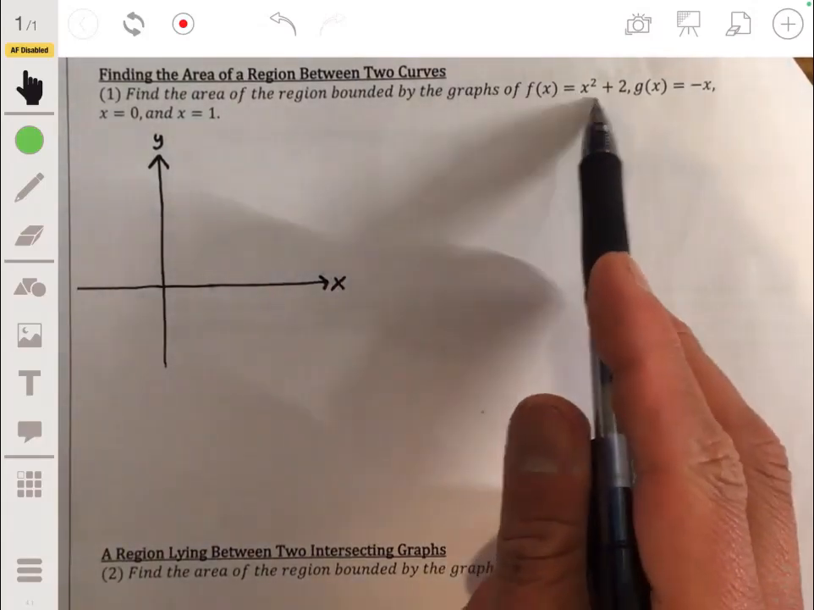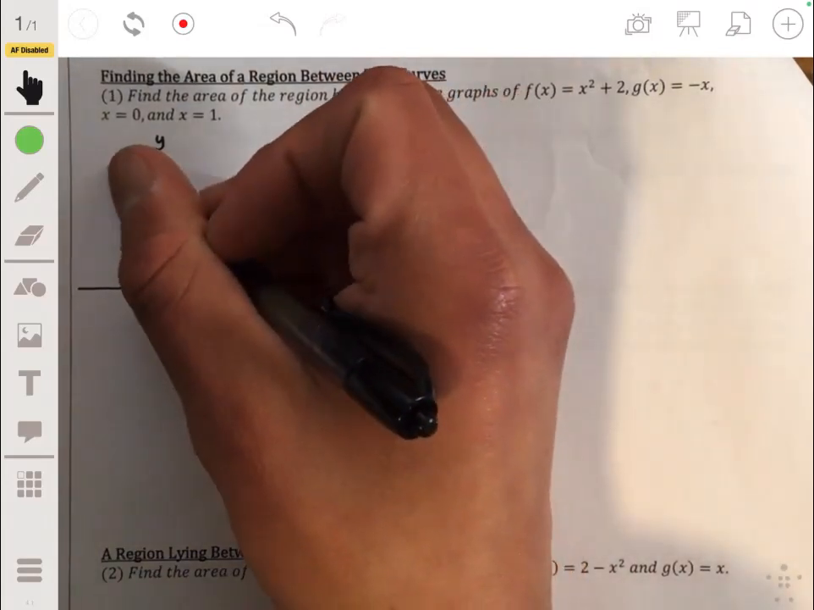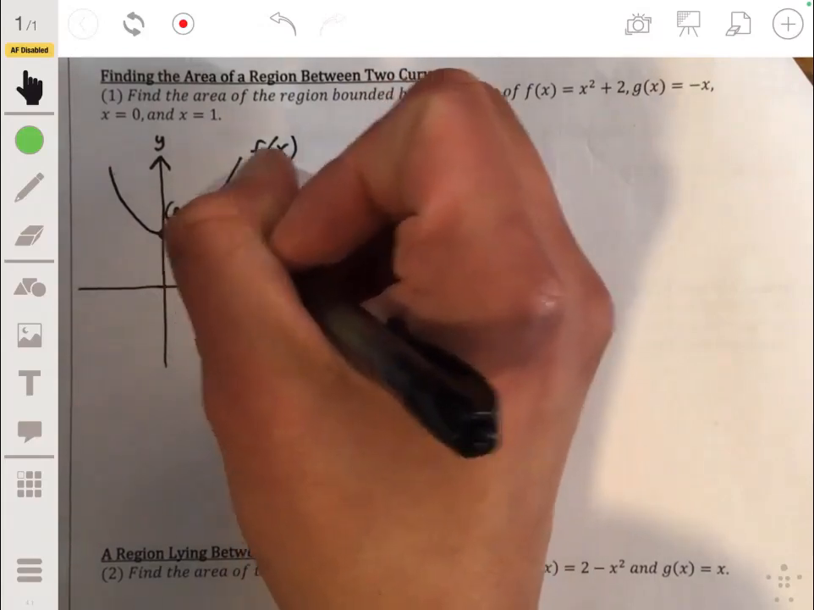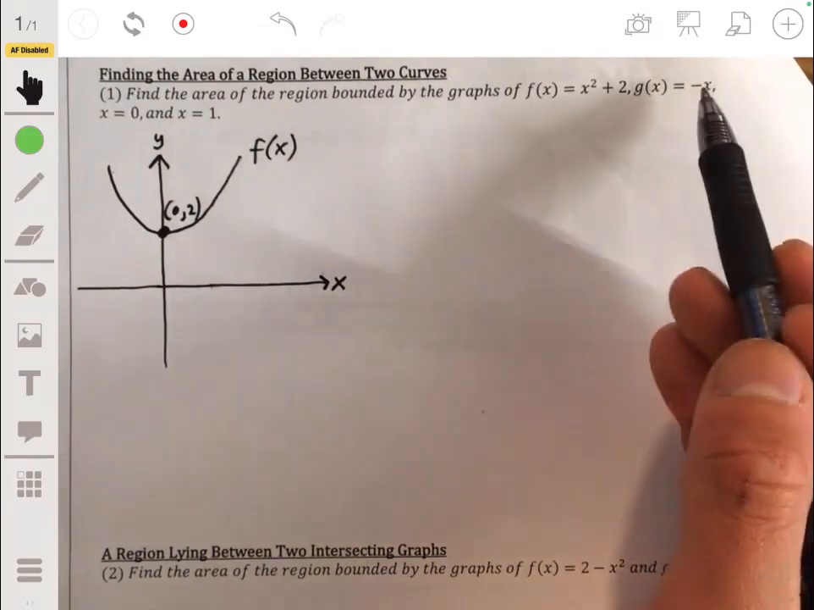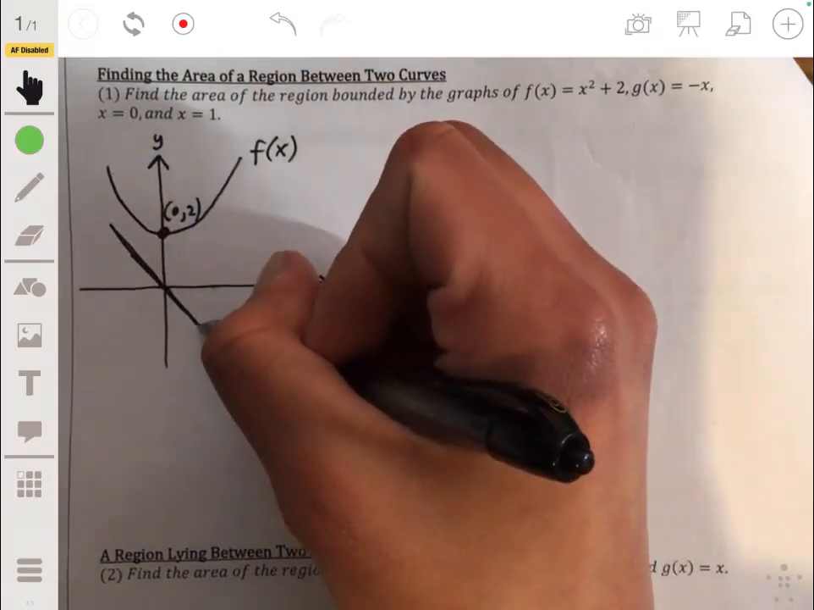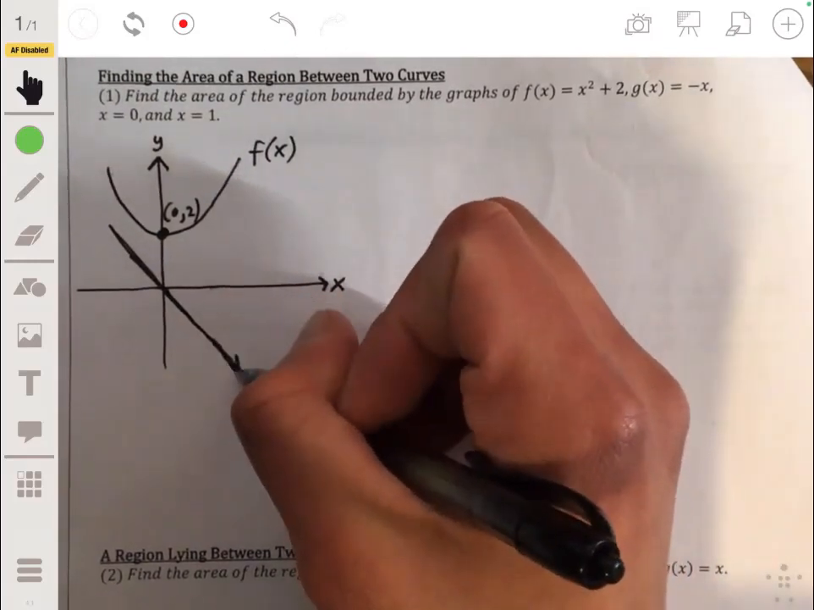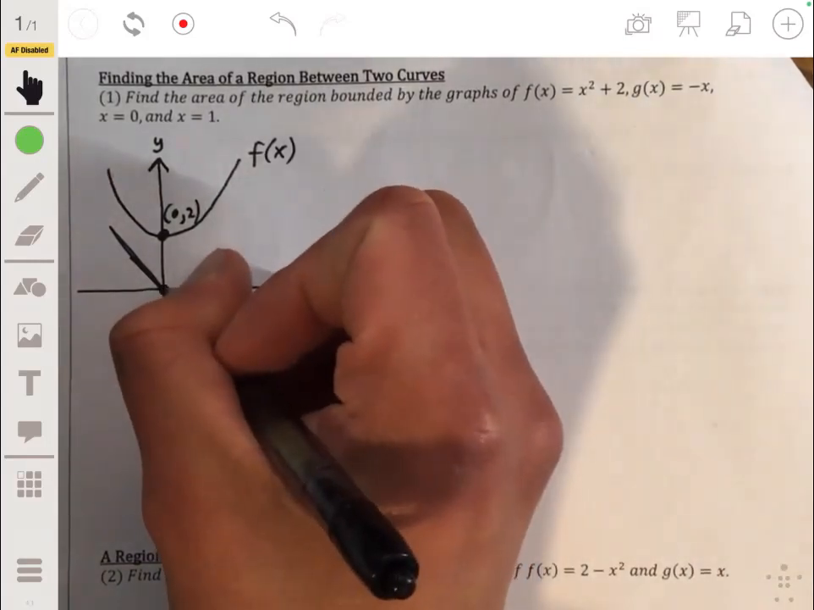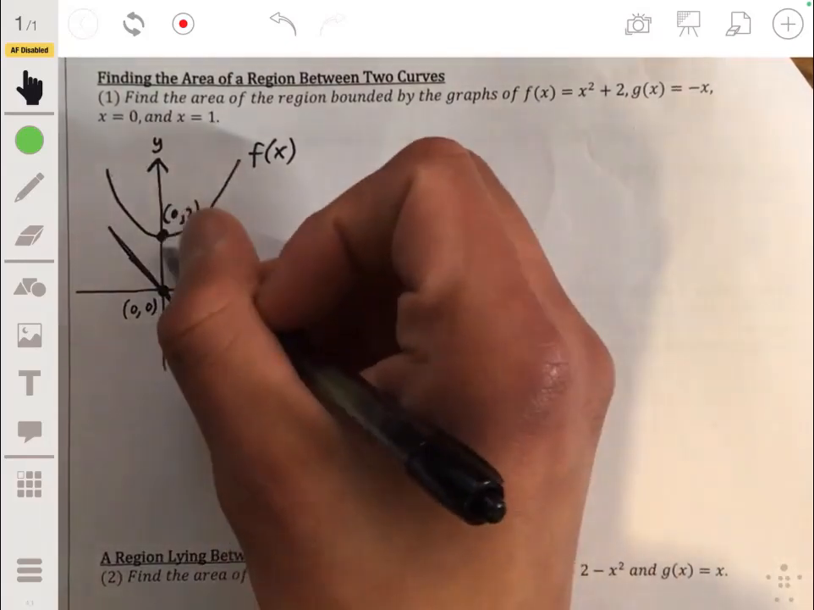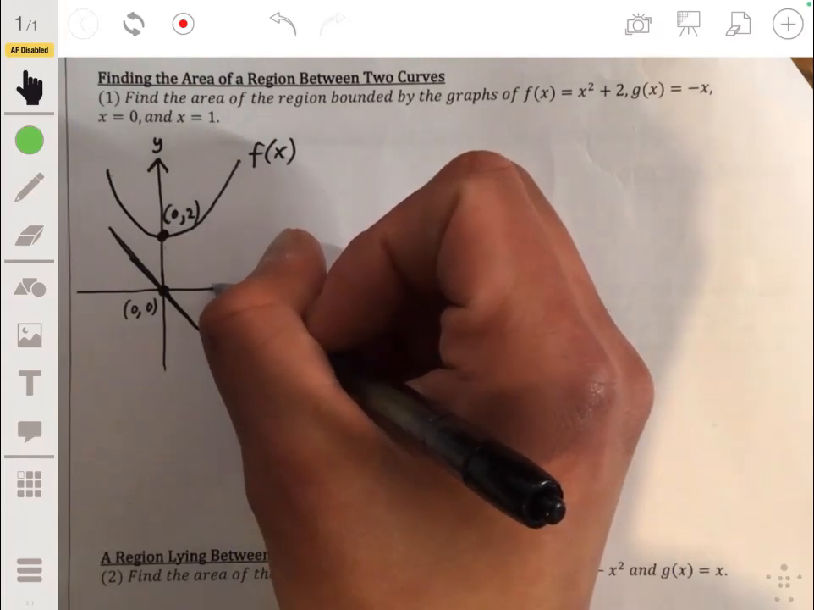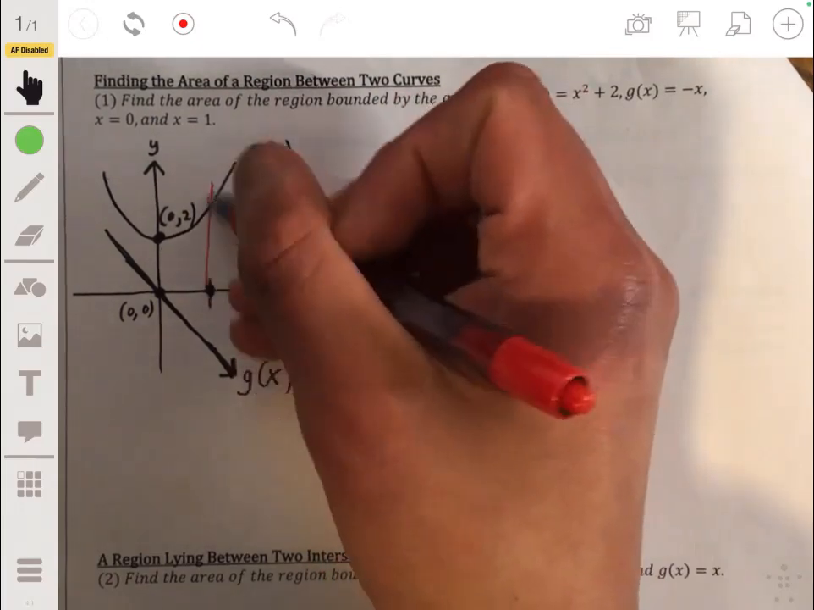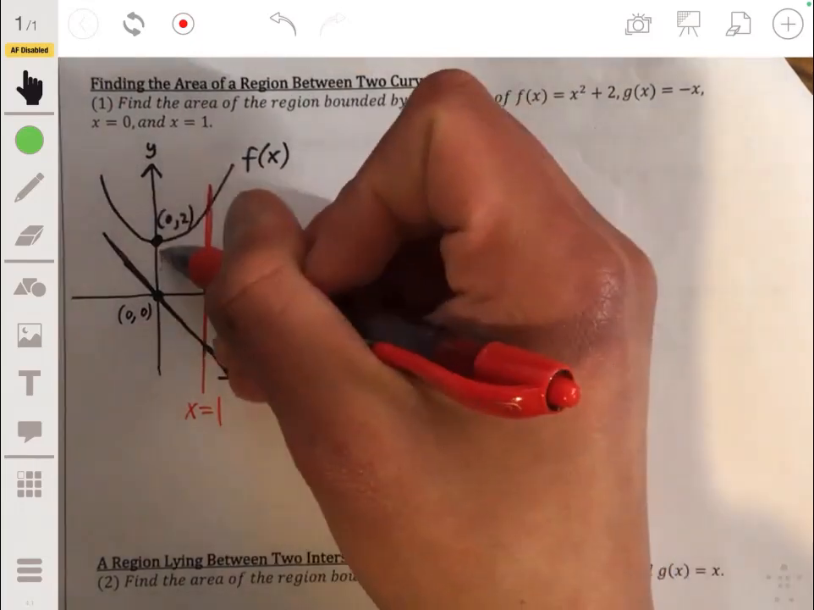So we have f of x equals x squared plus 2. That's going to be a parabola, with a y-intercept of 2. And then g of x is equal to negative x, so it's going to be a negative slope line through the origin. And the lines x equals 0 and x equals 1. So from here, x equals 1. Call that 1. We're trying to find the area of this region here.